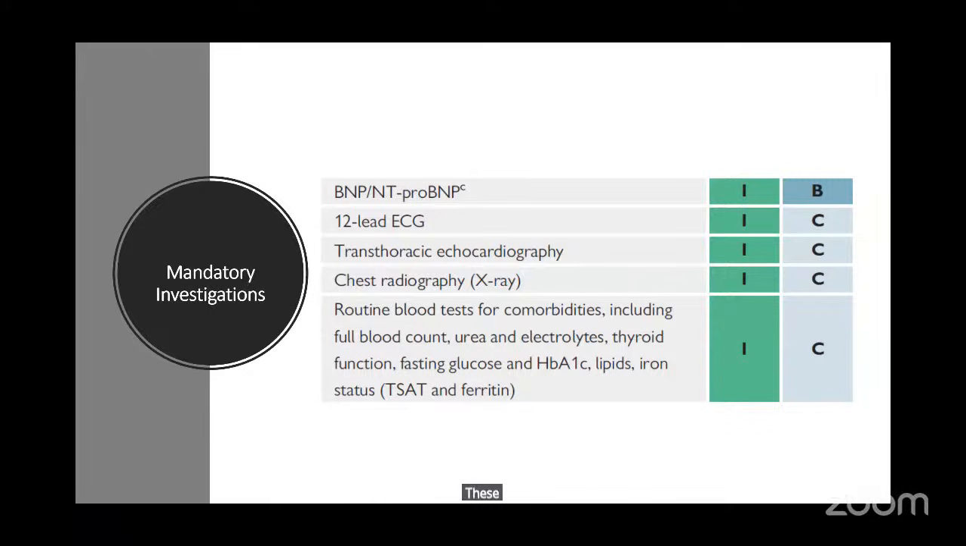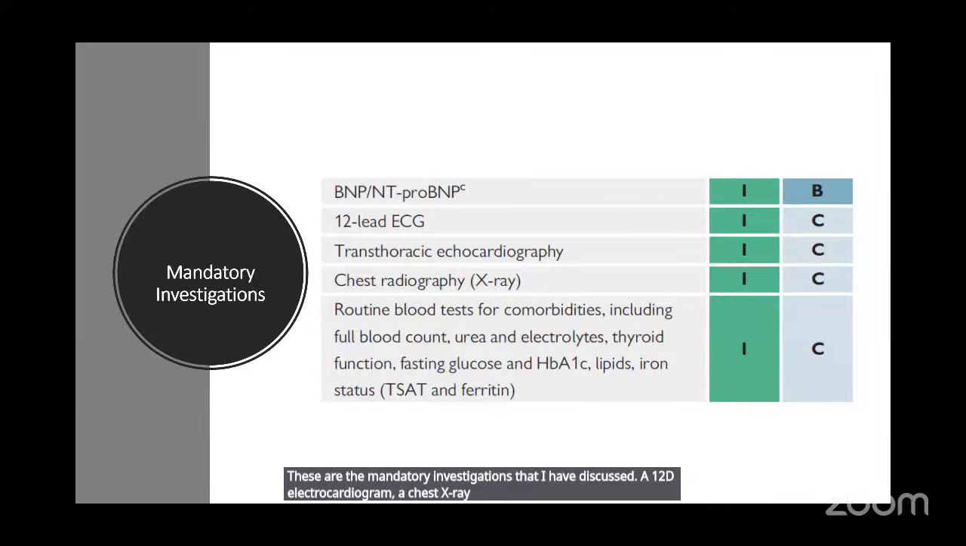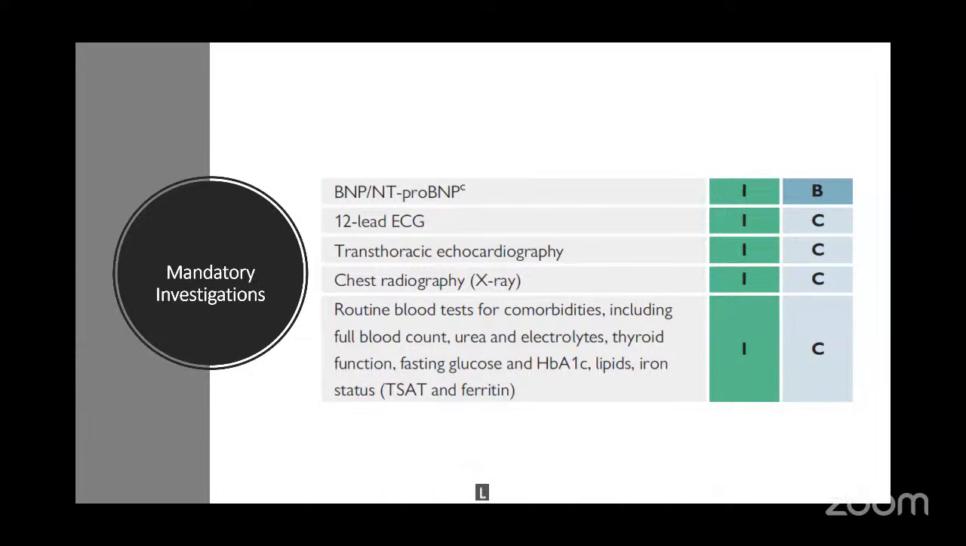These are the mandatory investigations that I have discussed: a 12-lead electrocardiogram, a chest X-ray, a transthoracic echo, biomarkers in the form of NT-proBNP. Besides that, hemogram, RFTs, LFT, TFT, HbA1c, and iron studies. These are all mandatory investigations that should be done in all patients with chronic heart failure on their first visit once a diagnosis of heart failure has been made.